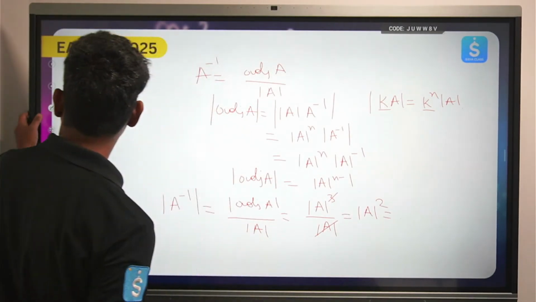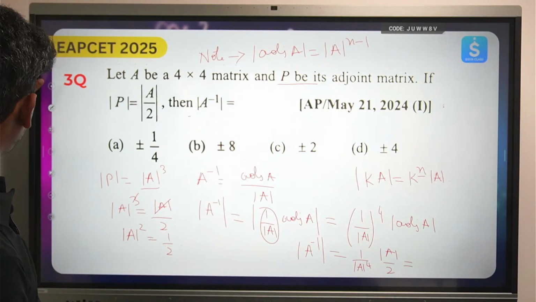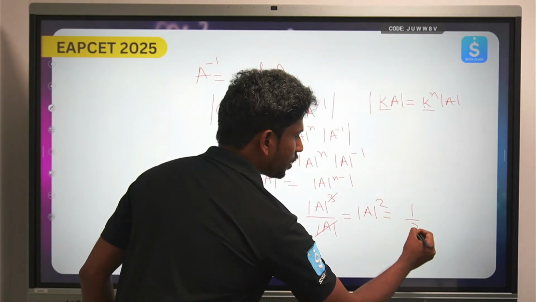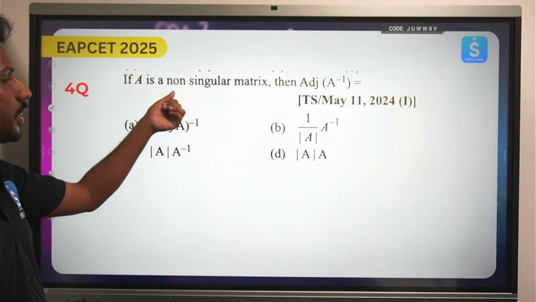But det A square value is already how much? That is equal to 1 by 2. So the answer is det A square, so 1 by 2. Yeah, this will be 1 by 2. Yeah. So see the next question.